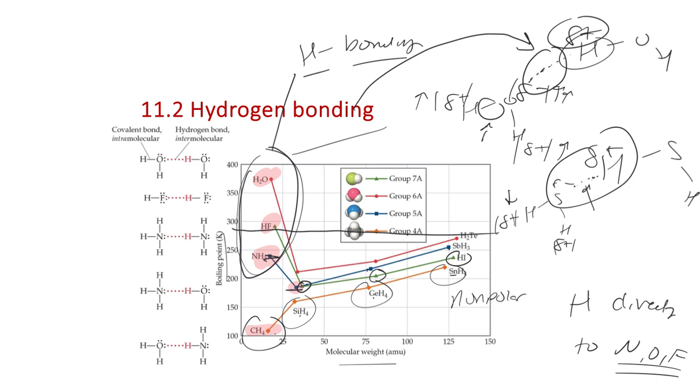If you go to the next element down, AsH3 versus PH3, you just get an increase because you get an increase in dispersion force. So in this range here, you get the increase just because you go to higher dispersion forces as you go to increasing size.